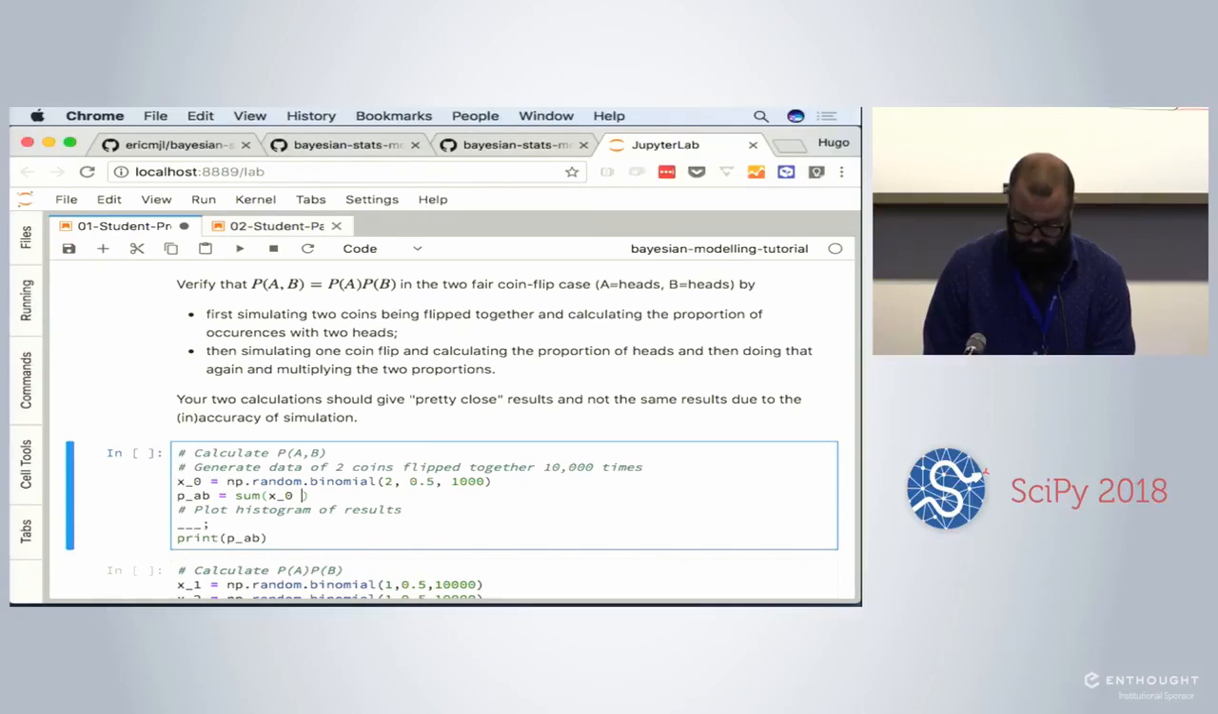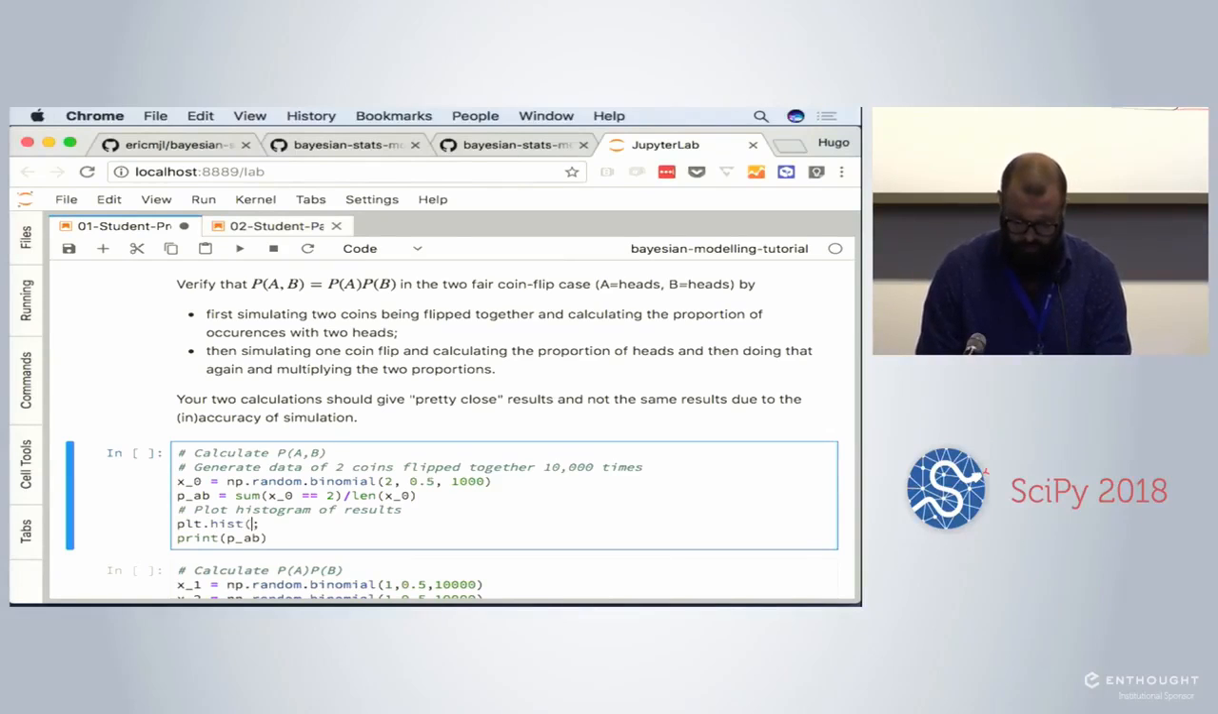Now the probability of getting two heads is going to be the sum of x0, where we want to see it's actually equal to 2. And remember, for getting a Boolean, a true or false, with respect to equality, we use the double equal sign, over the length of x0. I'm going to plot the histogram of results.